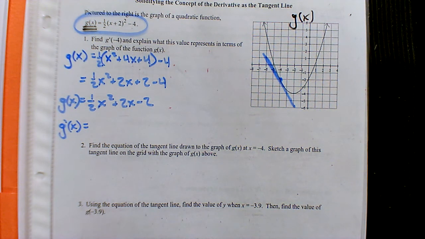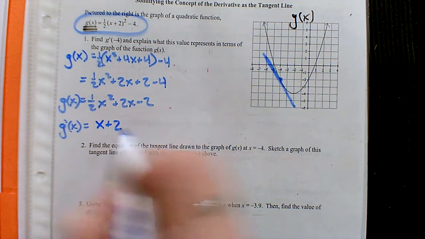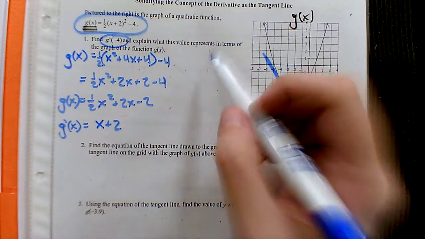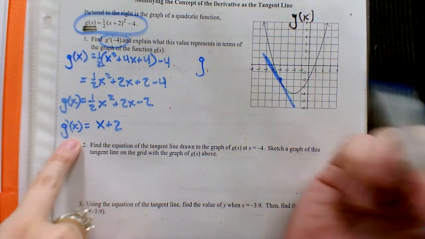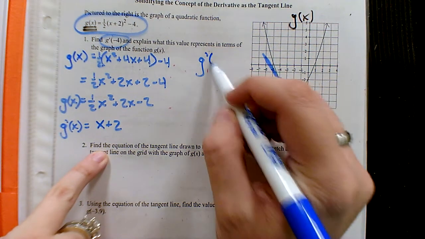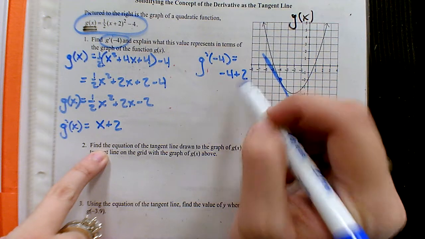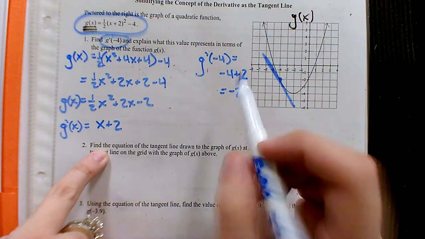Can we apply the power rule real quick? We getting good at that? Good, Stevie? X plus 2. X plus 2, perfect. All right, so they want us to find g prime of -4. So now that we know what g prime is, the derivative equation, let's plug in -4. And looks like we'll get -2.